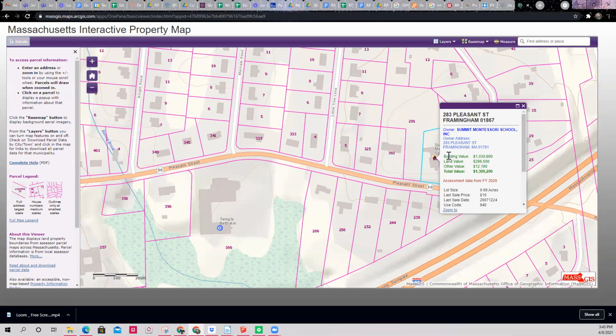This is their actual assessed building value, assessed land value, other total value. This gives all sorts of fun information. So their lot is 0.69 acres. Last sale price is $10. That's interesting. These are randomly complete, by the way.